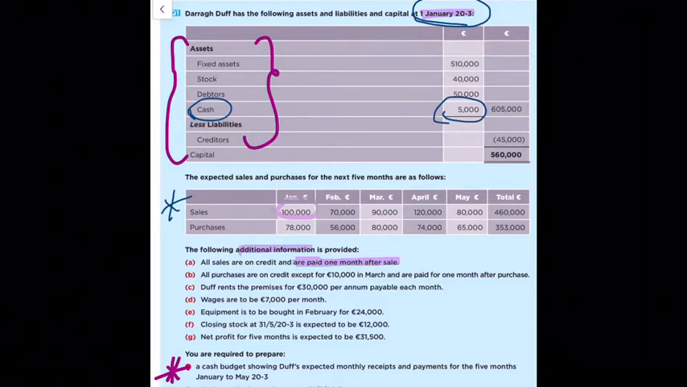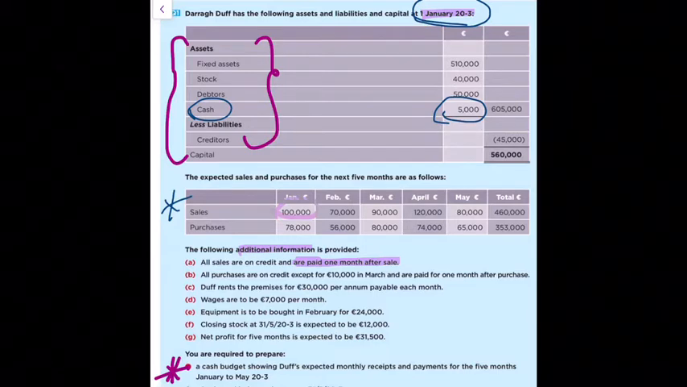We need to make sure we're putting them into the correct months in the cash budget. In your cash budget, you're showing when you get the money, not when the sale happened. So this sales of €100,000 in January, we won't be paid that until February. I'll show you what goes into January when we get to it.